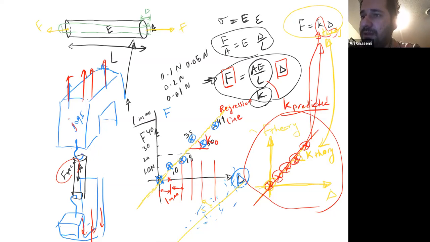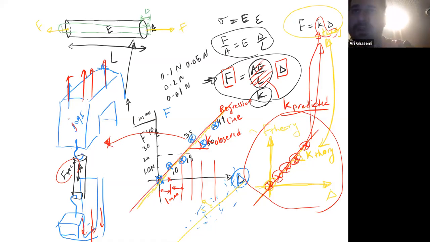Okay? Observed. Because this line comes from all these points, which we got from the machine on the right. The slope of this is a spring constant, right? But is K a spring constant observed? Yes, because it comes from observation. It doesn't come from the formula, right? We didn't use AE over L in this case. We use data from the machine, and then we fit a line to it, and the slope of that is K observed. Now you can go back to the previous table.